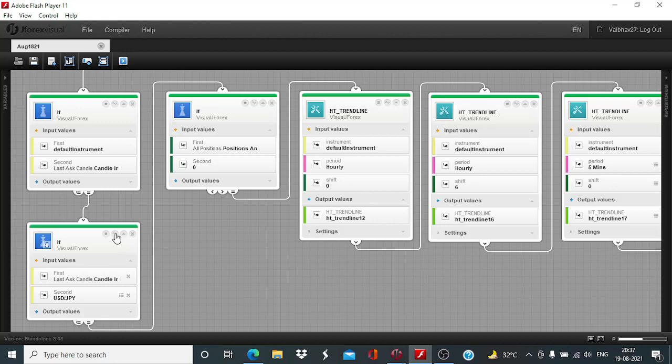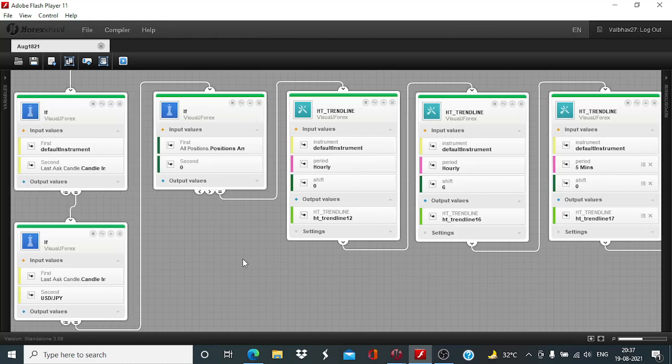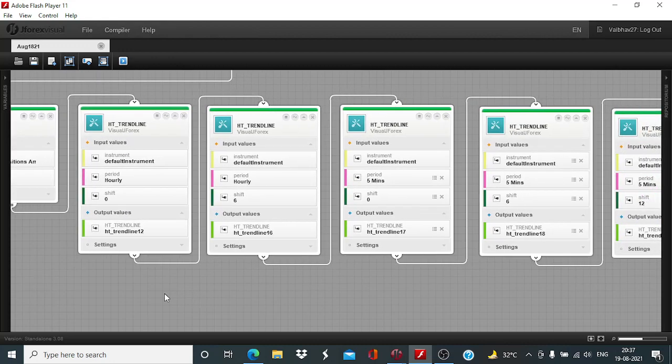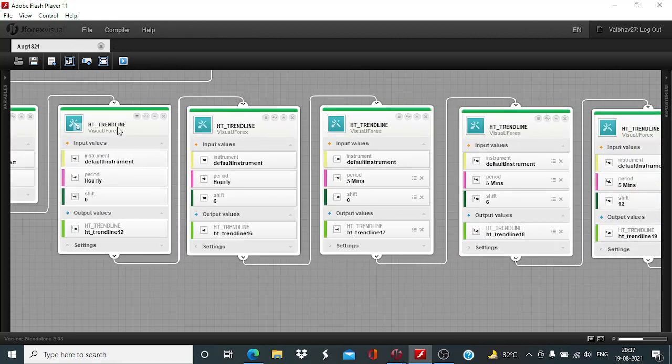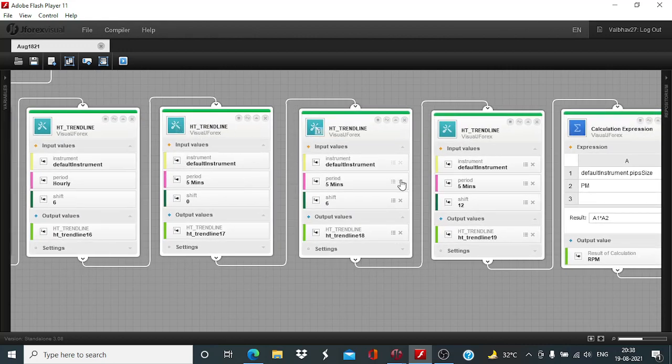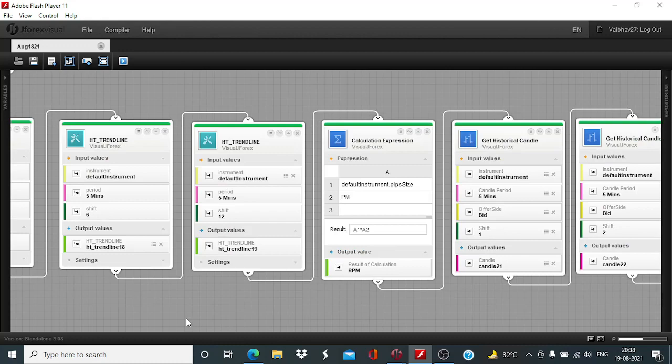In the prior session, this system was designed to get the instrument subscription done. This time around, USD is the instrument of choice. After that, the position amount was defined at 0. I have added these HT trend line blocks. First 2 hours of hourly candle period and latter 3 are of 5 minutes each with the varying look back periods 0, 6 and 12 respectively.